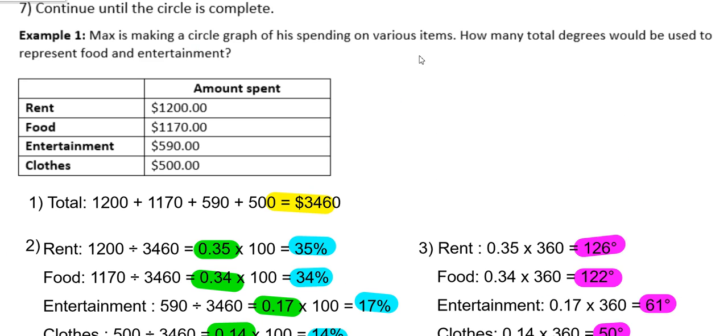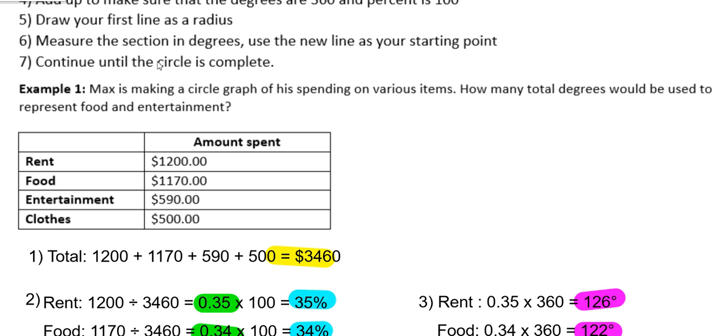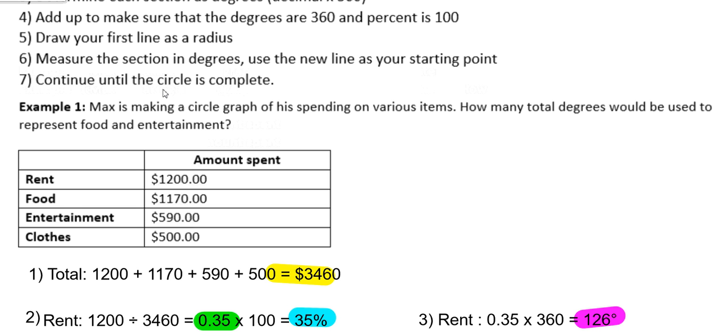Step 5, you're going to draw a circle using a compass. If you're provided with a circle, even better. A lot of times I try and do my best to provide you with the circle so you don't have to mess around with your compass for no reason. Now what we're going to do is draw our radius, so that's from the center of the circle outwards. And then we're going to measure sections off in degrees using the new line as our starting point, and we're going to complete that until the circle is complete.